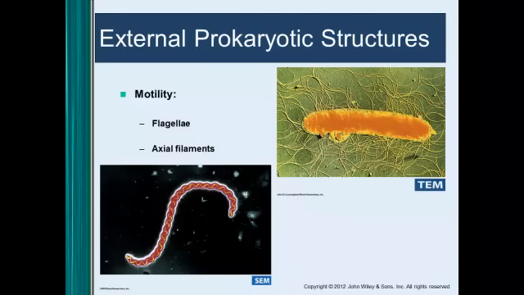Bacteria with a single polar flagellum located at one end or pole are called monotrichous. Bacteria with two flagella, one at each end, are amphitrichous. Bacteria with two or more flagella at one or both ends are called lophotrichous, and those with flagella all over the surface are peritrichous, such as in the picture shown here on the right.